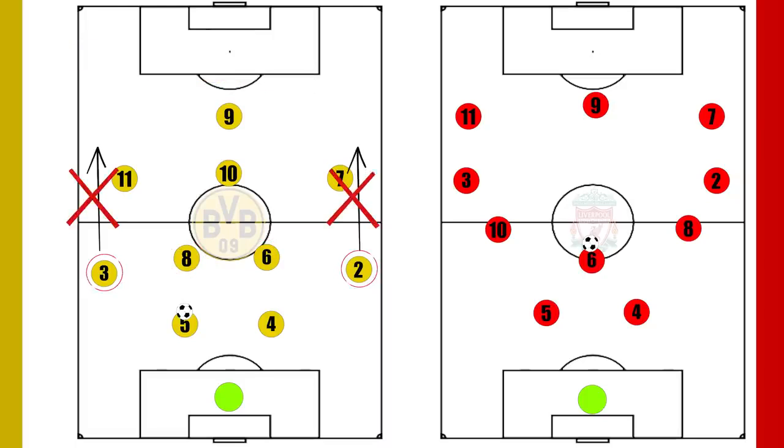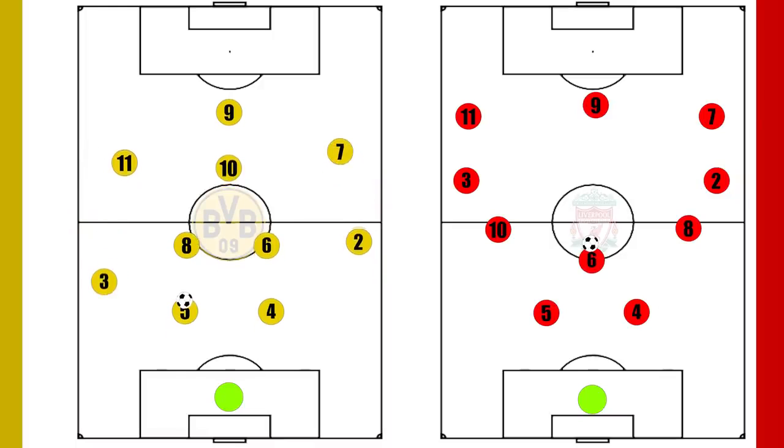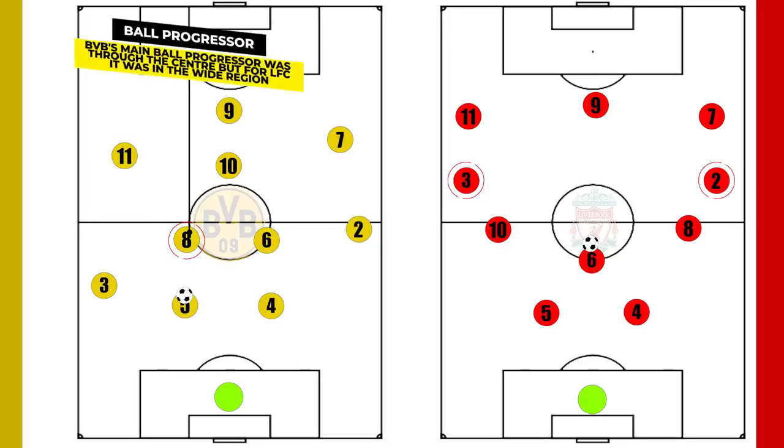This meant that as opposed to having both fullbacks consistently bomb forward at the same time, they operated on more of a one-up, one-back policy to maintain their defensive solidity and not leave themselves exposed. This also meant that in this phase, Dortmund's main ball progressor was Gundogan through the centre of the pitch, whilst for Liverpool it was the fullbacks in Trent and Alexander-Arnold.